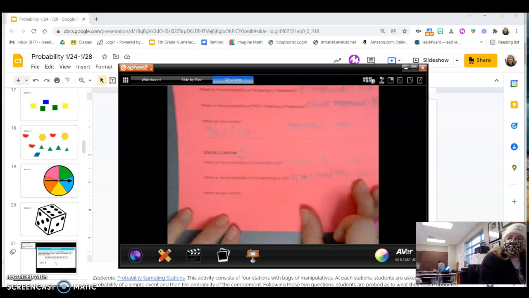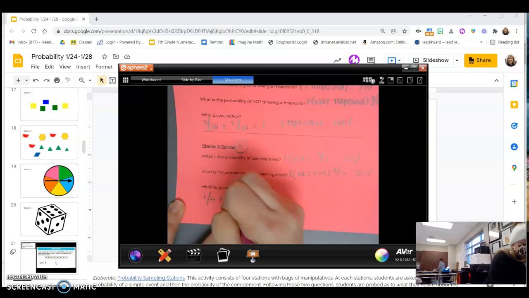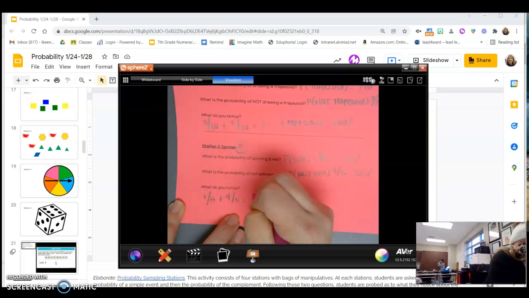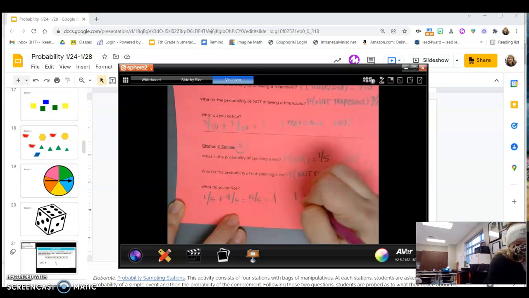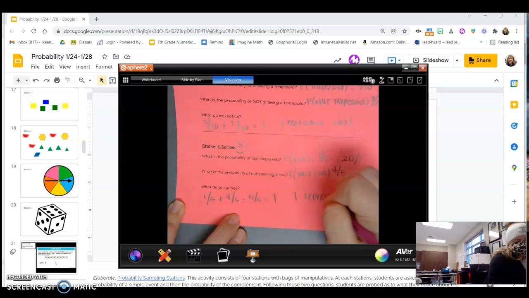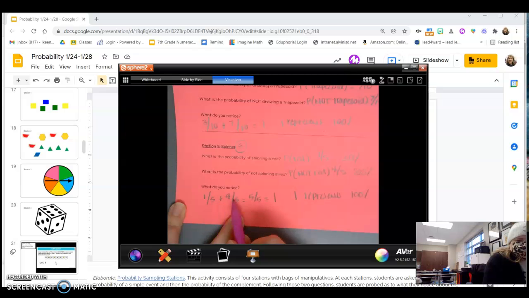And by now, hopefully, we figured out what we noticed. 1/5 plus 4/5 is equal to 5/5, or 1. And 1 represents 100%. So when we put the simple event and the complement together, we should get 1.